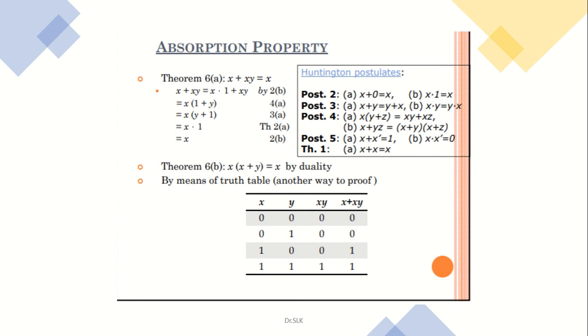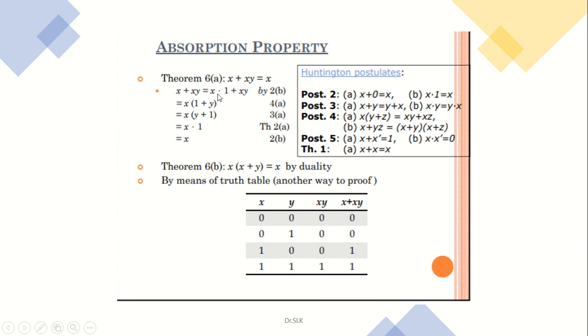And there is another property which we have to prove, called the absorption property. As per theorem number 6a, x plus xy is equal to x. Now what we can do is, with this x you multiply 1, by postulate number 2b, that is x into 1 is equal to x. So instead of this x you write x into 1 plus xy.